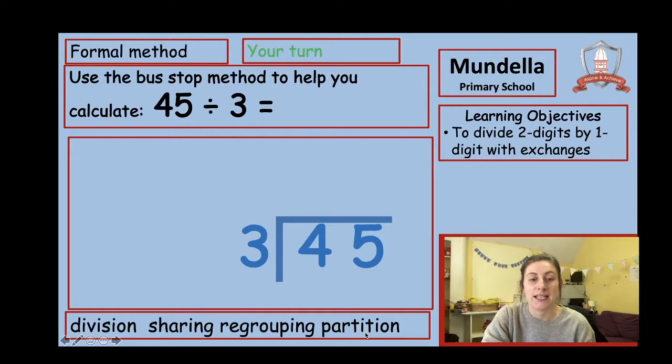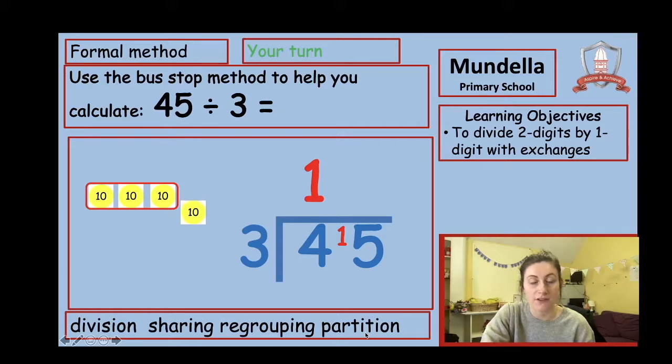Okay, let's see how you did. So 3 into 4. How many 3's go into 4? It goes in once with 1 10 left over. So what do we need to do to that 10? We need to exchange it for 10 1s. So now it's 15. So 15 1s we're going to be dividing into.